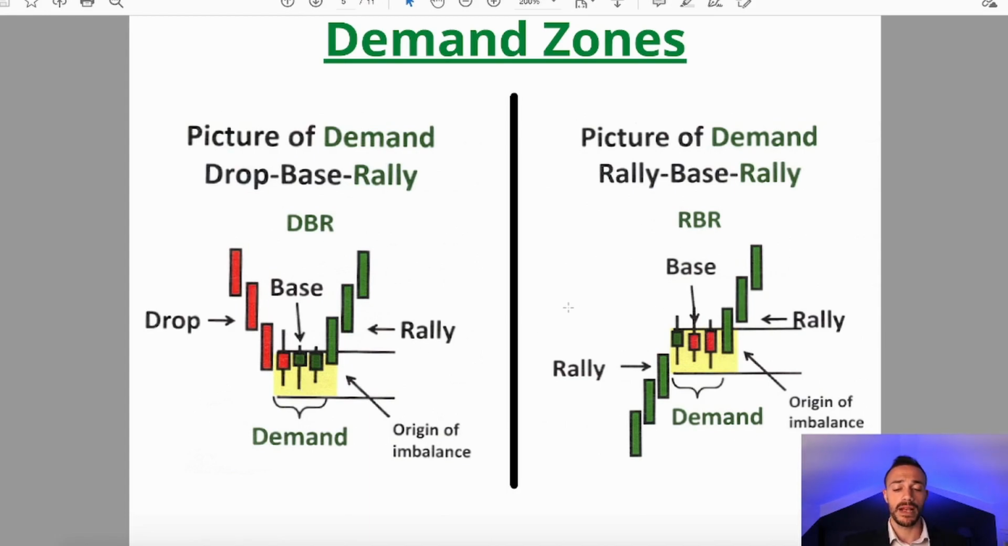Now, for the rally base rally zone, very simple. We have a rally in, then we have basing candles, and then we have a strong rally out. We look for that strong rally out. We look for the basing candles. We isolate the basing candles. We mark them. That is how we define our demand zone. And then we would wait for that demand zone to get retested for a trade entry. So these are the 2 demand zones. Now let's go over the 2 supply zones.